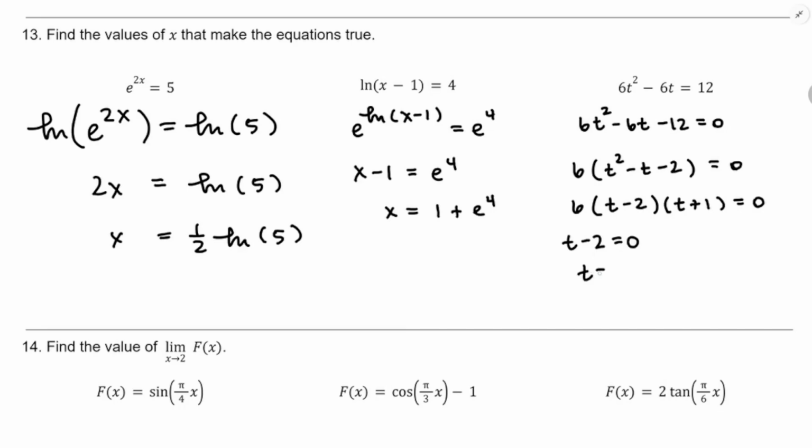Which would happen when t was equal to 2, or maybe t plus 1 was equal to 0, and that would happen when t was equal to -1.